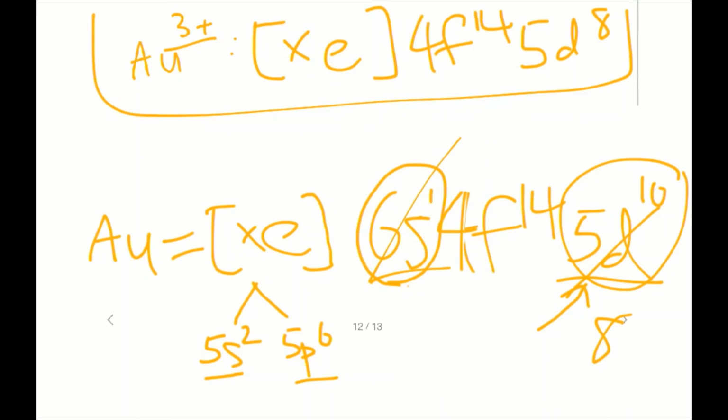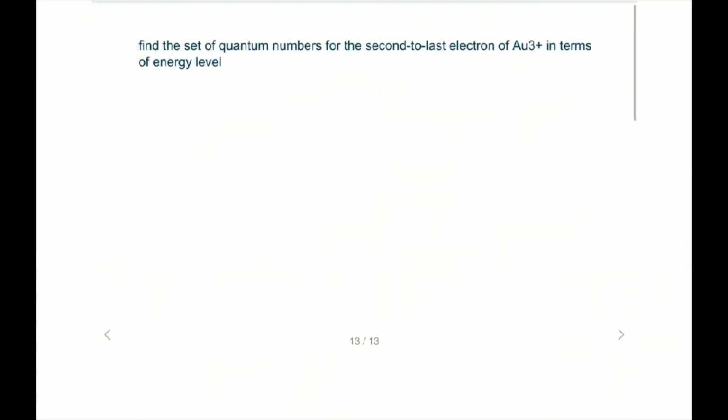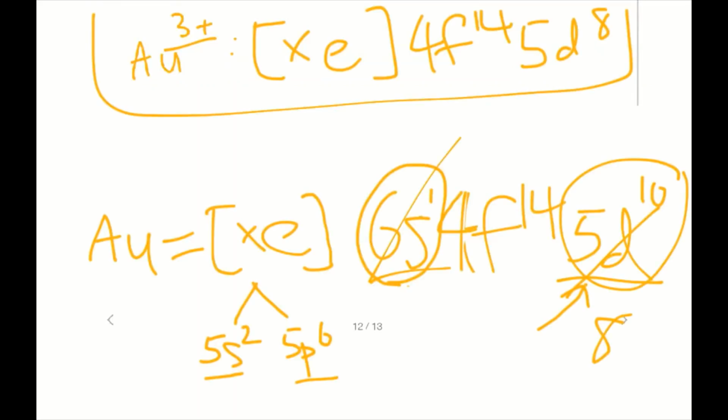So let's look at our final question, and let me just move this down so you can see the question. It says, find the set of quantum numbers for the second to last electron of gold 3+ in terms of energy level. So we have to write out the electron configuration for gold 3+, and it's right there. And what's the second to last electron? Well, in terms of energy level, the order at which electrons go is from here to here. And the second to last electron is located somewhere in the 5d8, since that has 8 electrons, and the second to last should be somewhere in there.